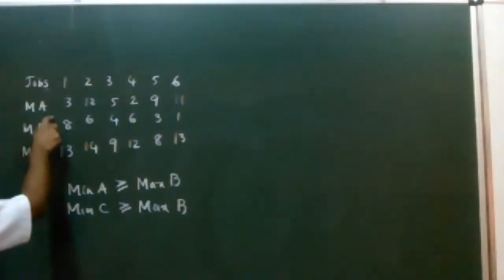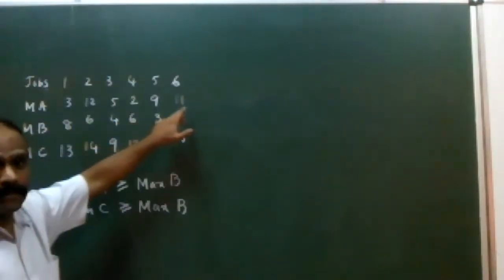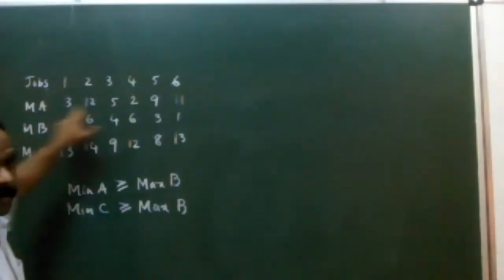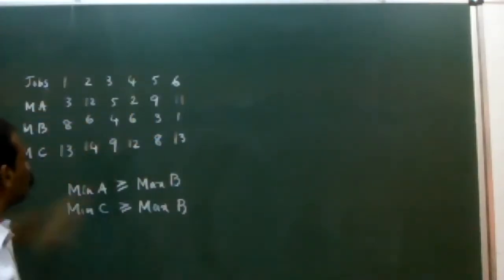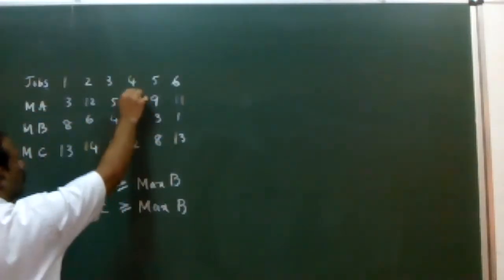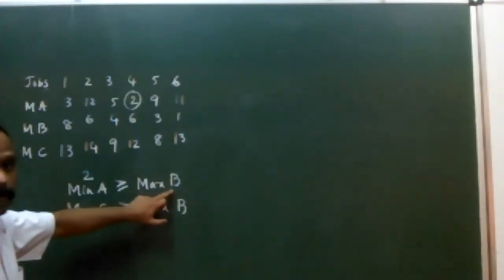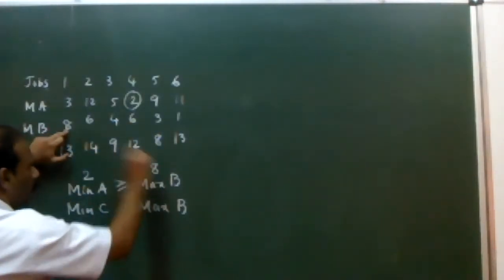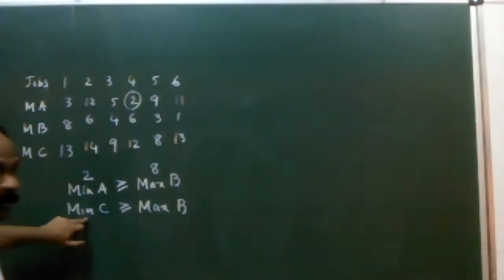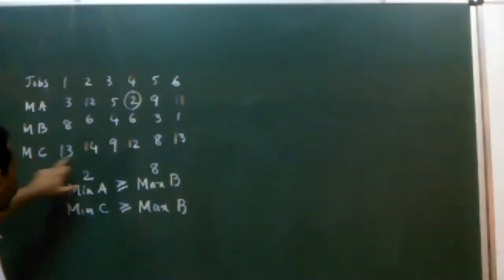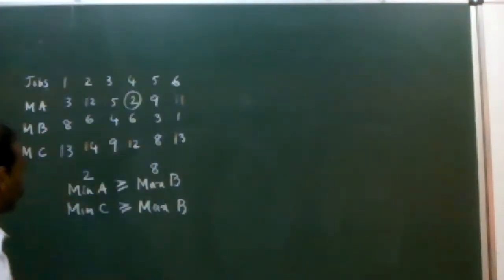Now, what is the minimum A value? Just go to machine A and identify the minimum time. Obviously, the minimum time is 2. So the minimum value is 2. Similarly, find the maximum value of B. Go to machine B and see which is the highest value. The highest value in machine B is 8. Similarly, find the minimum C value. The minimum C value is 9.